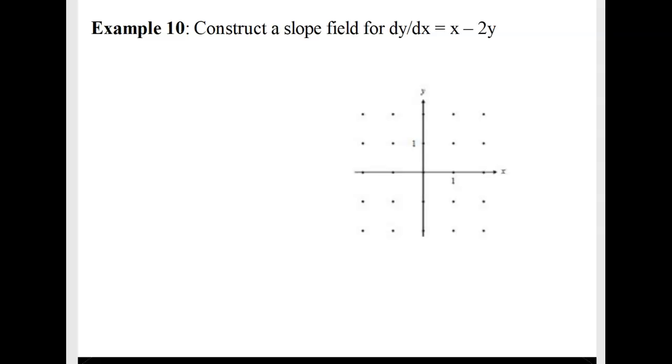Slope field. I think dy dx is equal to x minus 2y. So now why can't I just integrate? Both equations are affected, right? Or both points are affected. So you need an XY table.